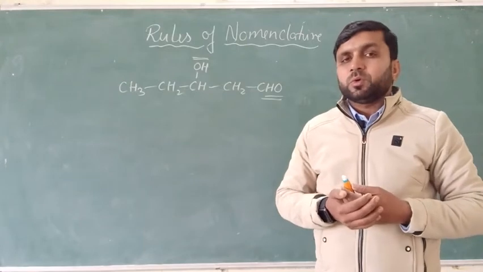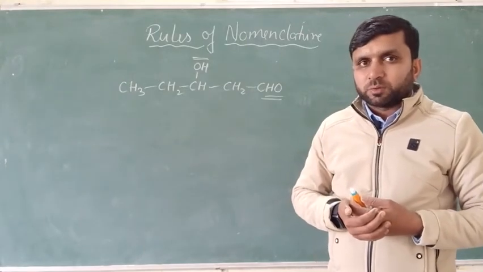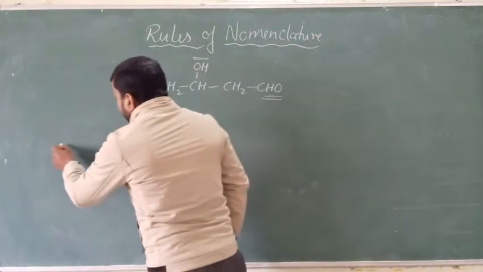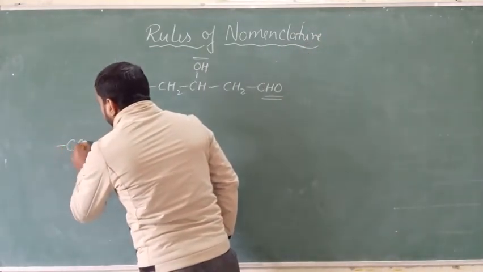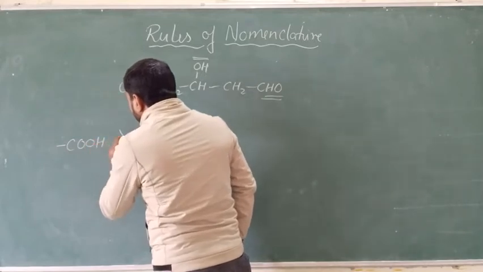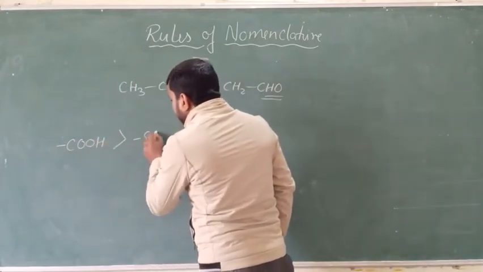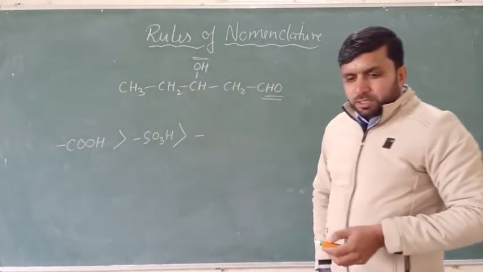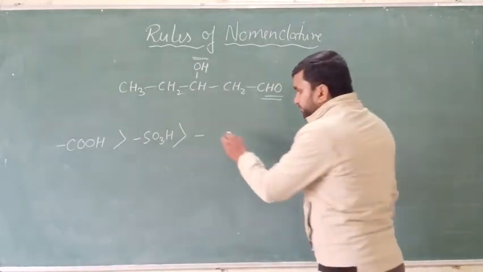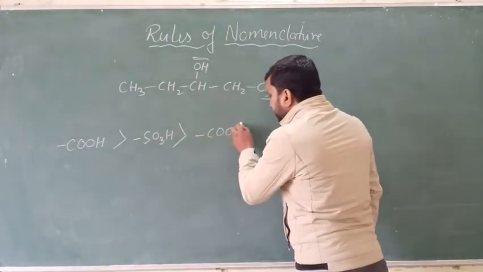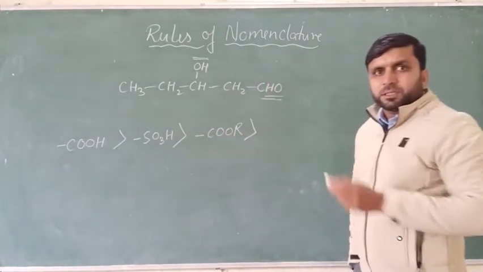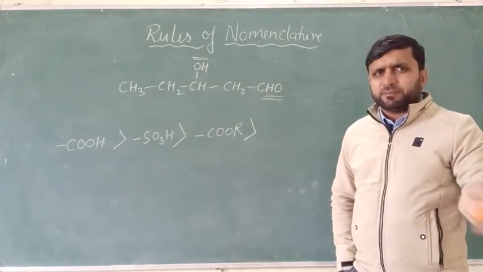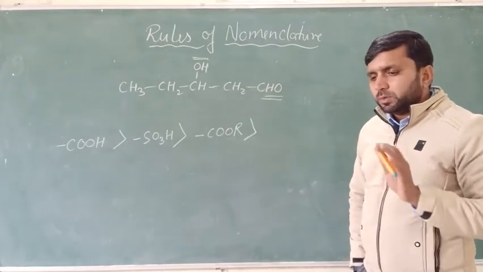So you must know the priority order of the functional groups, and here is the priority order. The highest priority is carboxylic acid, then SO3H, sulfonic acid, then COOR. This is given in the NCERT of class 11, and in nearly every side book, so you need to remember this.